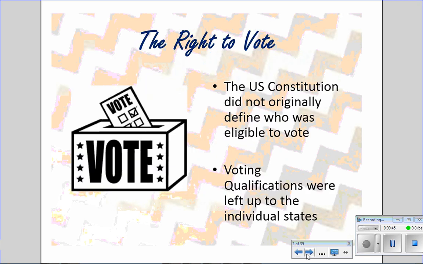First of all, you might be surprised to know that the U.S. Constitution did not originally define who was eligible to vote. Voting qualifications were left up to the states. So let's go ahead and write that in your notes, that the Constitution didn't define who was eligible, that it was left up to the states.